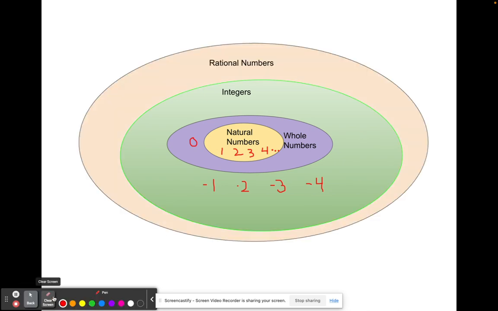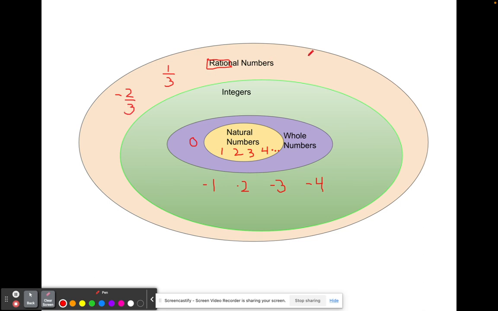Next, we have our rational numbers. You'll notice you see the word ratio right inside the word rational. That's because these numbers can be written as a fraction. All of our natural numbers could be written as a fraction, 1 over 1, 2 over 1, 3 over 1. Our negative numbers, our integers, could also be written as fractions. But we have other numbers that can be written as fractions, like 1/3, -2/3. All of these can be written as fractions.